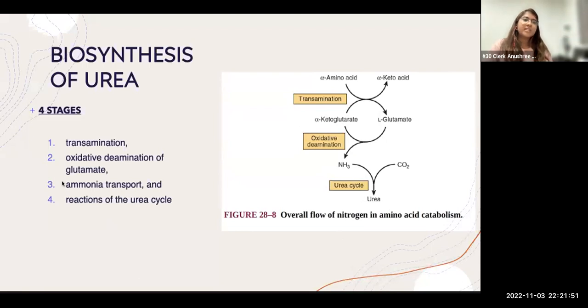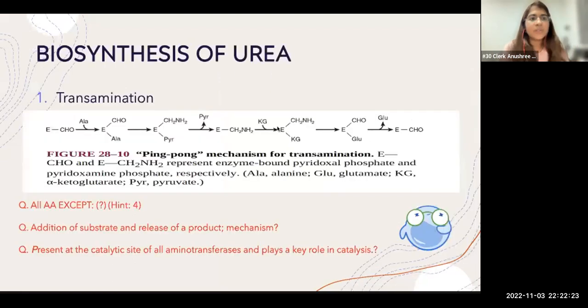Okay, so next would be the ammonia transport. I explained to you that ammonia cannot exist alone. It is highly, highly, highly toxic. I cannot stress enough on that. So there has to be a policeman with the ammonia to help it reach the prison. That is the liver. Last would be the reactions of the urea cycle. There are 5 enzymes in the urea cycle. Each is very important. Each one has a disorder associated with it. So moving forward, this slide is all questions.